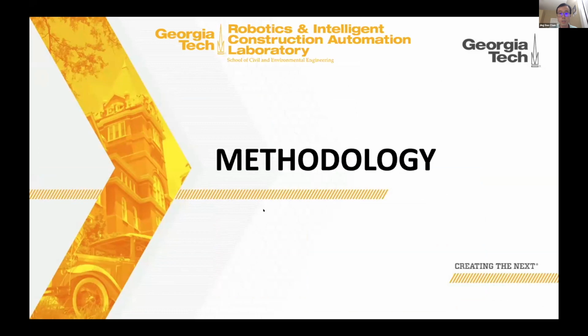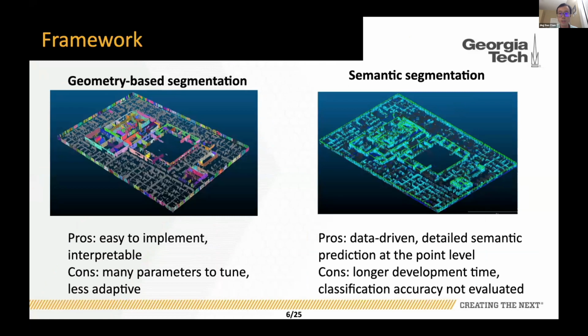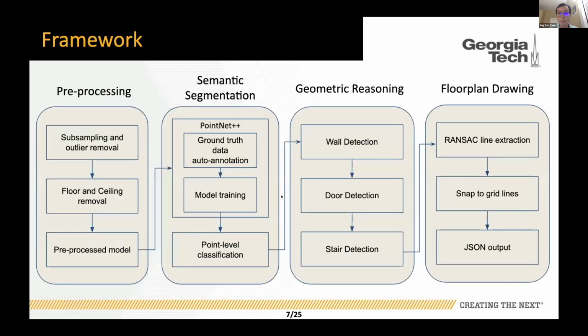Next, I'd like to talk about our methodology. We looked at a lot of existing methods in the literature, and we considered two main ideas in building our framework. One is geometry-based segmentation, and the other is semantic segmentation. There are pros and cons to each type of method. For geometry-based segmentation, the advantages are that it is quite easy to implement and it's more interpretable. Whereas semantic segmentation has the advantage of being data-driven, and it can also give us detailed semantic prediction at the point level.